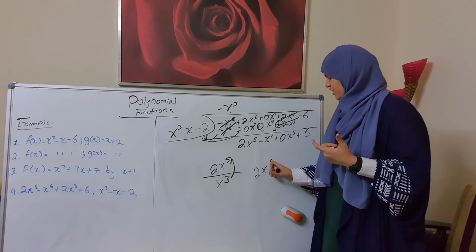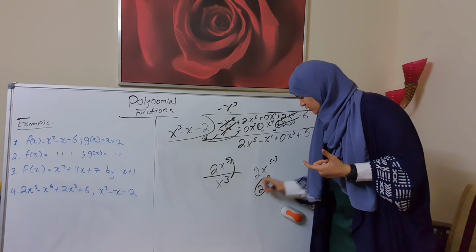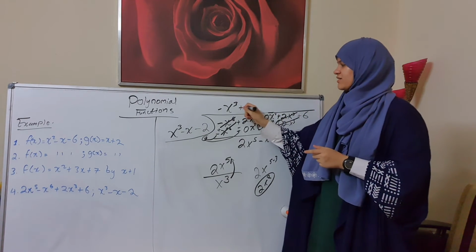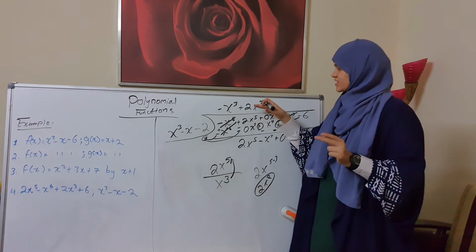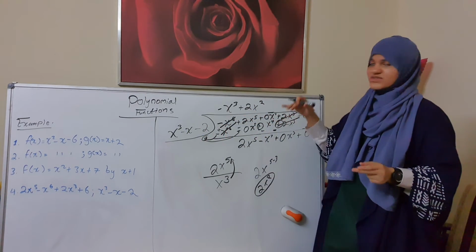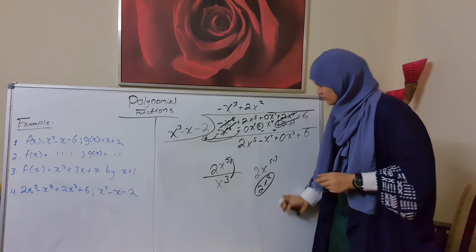2x times 5 minus 3, so it will be 2x squared. Right? We will get 2x squared. That means we will write up here plus 2x squared. So that means 2x squared will be multiplied by the divisor, which is x cubed minus x minus 2, right?